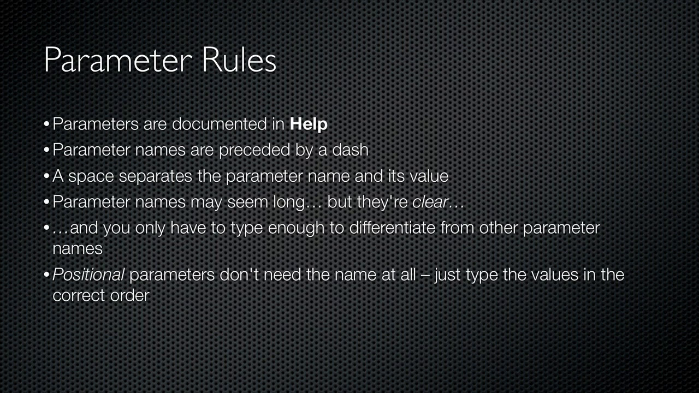You'll never wonder if it's a dash or a slash, and you'll never wonder if there's a colon before the value, because the pattern is always dash parameter space value. And you don't have to type the entire parameter name either, just enough of it so that PowerShell can distinguish it from other parameters of that same cmdlet. Finally, parameters which are defined as positional don't need the parameter name at all. Just provide the values in correct order. I'll show you how to tell which is which.